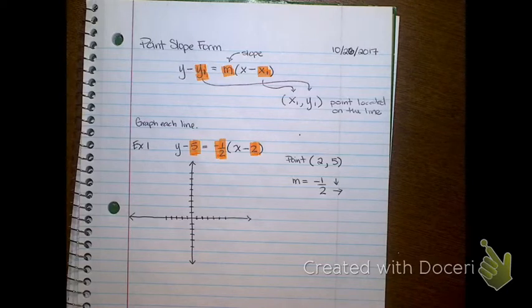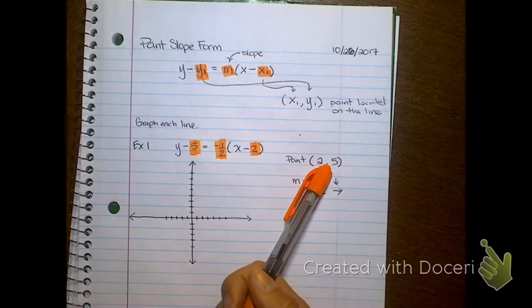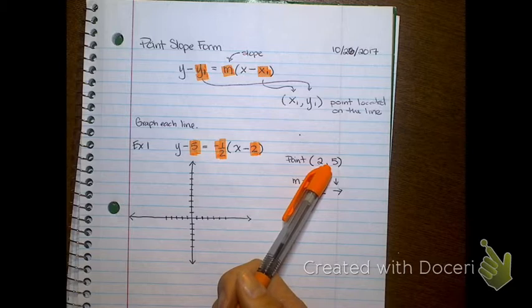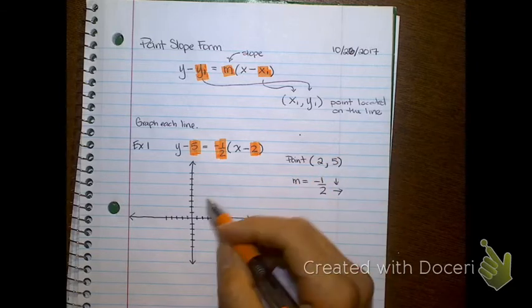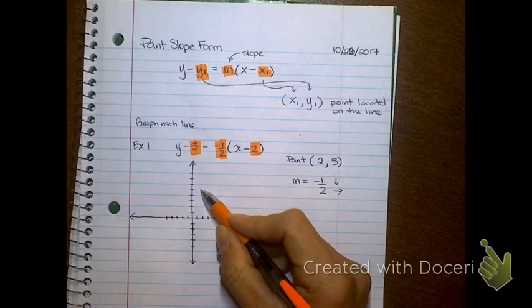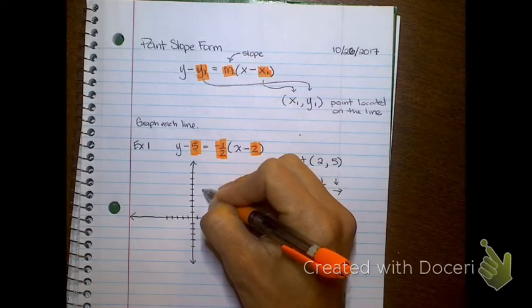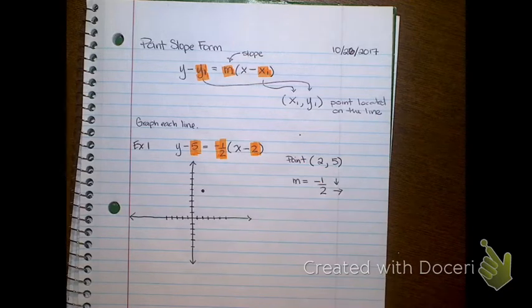So, the way I'm going to graph using point-slope form is the first thing I'm going to do is graph this point. So let's find where this ordered pair is located. This ordered pair is located at 2, 5. So over 2, up 5. So that's right here, right? Can everyone plot that point on your graph? Can you guys do that? Okay. Are we okay with that? Do we understand how we got that location?